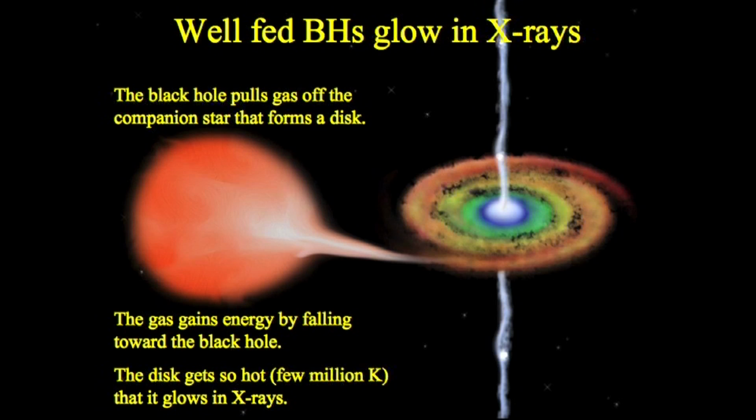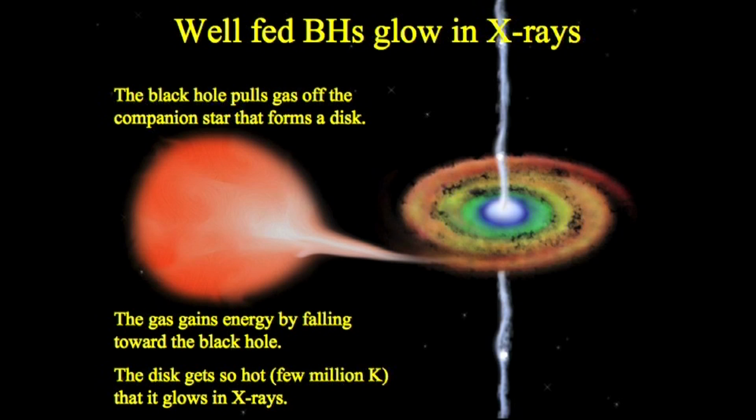So we see black holes when they are being fed. Typically, for a stellar mass black hole, what we see is a black hole only when it has a companion star. The black hole actually pulls gas off the companion star that forms a disk as it spirals down in. Okay? It forms a disk for exactly the same reason that a little whirlpool forms when you let the plug out of your bathtub, rather than the water just going straight down.